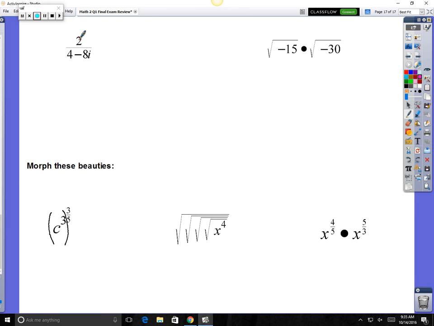Okay, 5 more. 2 divided by 4 minus 8i. First, you could change that 2 to a 1, change that 4 to a 2, change that 8 to a 4, because these can all be simplified. You got to do it to all of them though, all or none. Now you can never have an imaginary on the bottom. So you got to times this by 2 plus 4i. Times the top by 2 plus 4i.